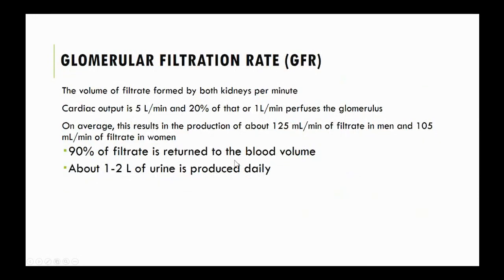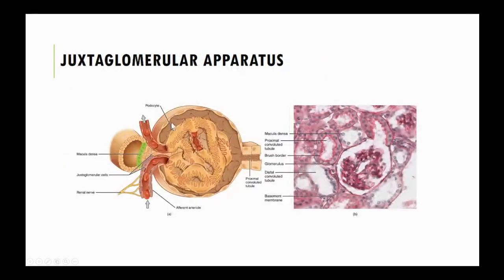capsule. So we get what's called the glomerular filtration rate, which we estimate most of the time. This is the volume of filtrate formed by both kidneys per minute. If our cardiac output is about 5 liters per minute and 20% of that, or 1 liter per minute, perfuses into the glomerulus, on average this results in the production of about 125 milliliters per minute of filtrate in men and about 105 milliliters per minute in women. So 90% of the filtrate gets returned back to our blood volume, and about 1 to 2 liters of urine gets produced daily.